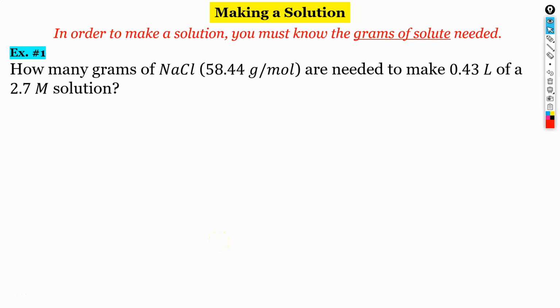In this video, we're going to talk about making solutions. So the important thing to remember when we're making solutions is that you need to know the grams of solute. So in this first example, it says how many grams of NaCl with a molar mass of 58.44 grams per mole are needed to make 0.43 liters of a 2.7 molar solution. Well, if you recall, molarity is equal to moles over liters.